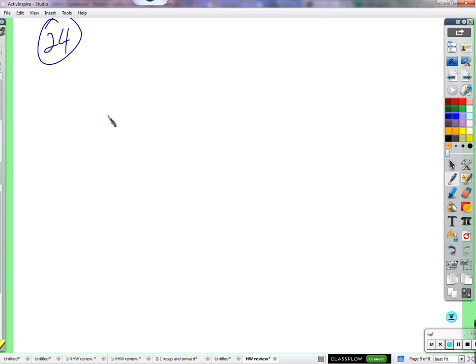You have $100 in your savings account and plan to deposit $250 each month. Write a graph of a linear equation that represents the balance in your account. So you have $100, let me write this down. You have $100 and you're going to deposit what? $250 a month.